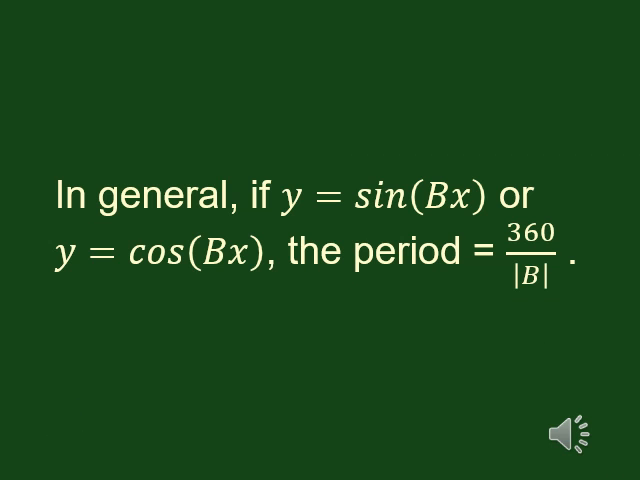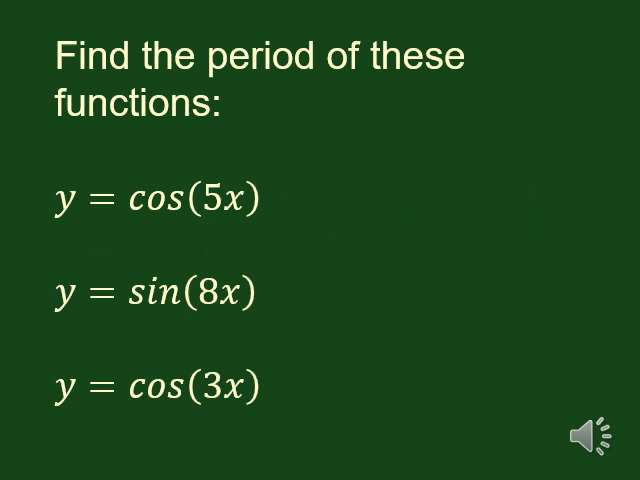Again, in general, if you want to find the period of a trig function, if it says sine of something else, like the sine of bx or the cosine of bx, what you do is you take 360 over b. Technically, that's also over the absolute value of b, but honestly, that number is always positive, so you don't really have to worry about it.